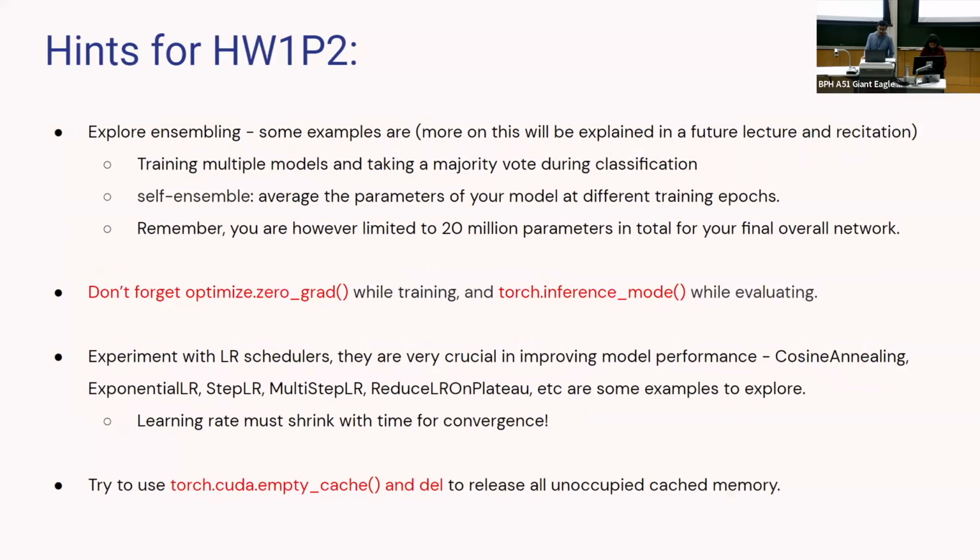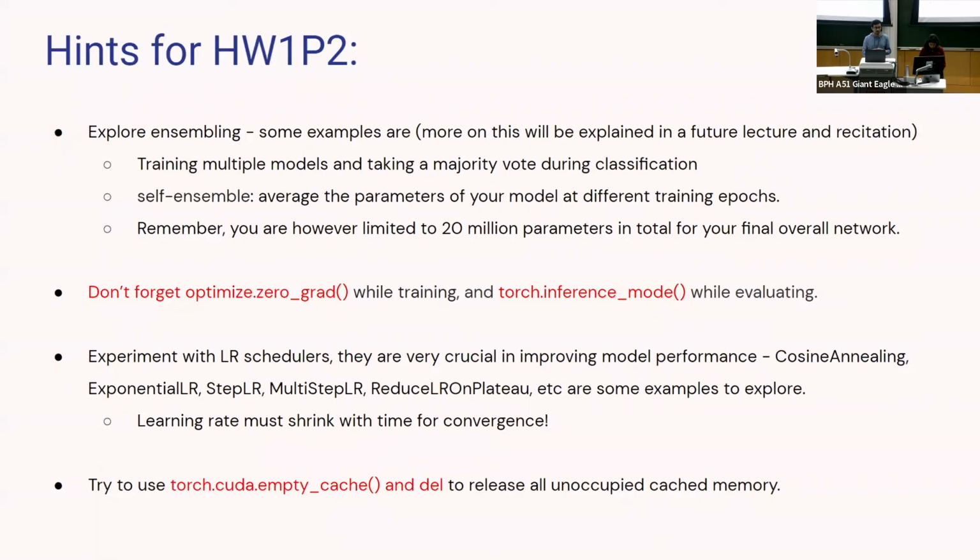As we were talking about ensembling, you can train multiple models, right? But you do have a 20 million parameter limit, as you might already know. If you don't, now you have a 20 million parameter limit. So you kind of have to stick with that for your final overall network.